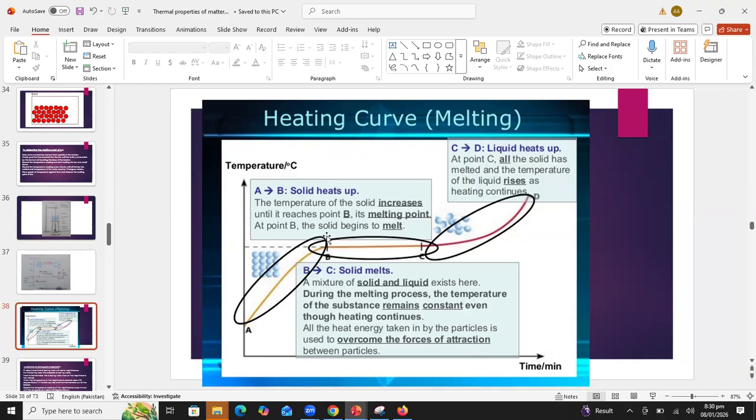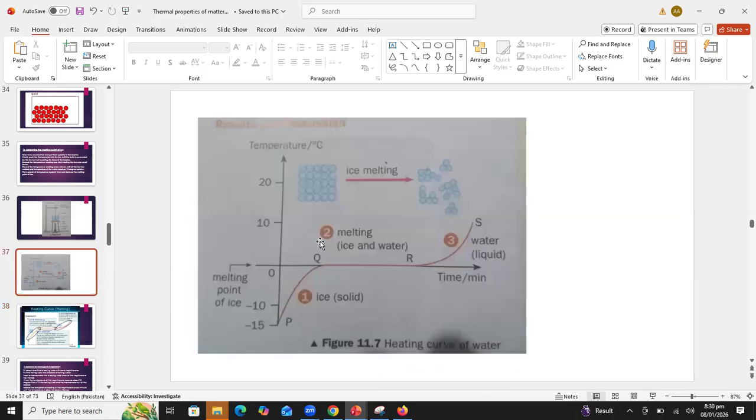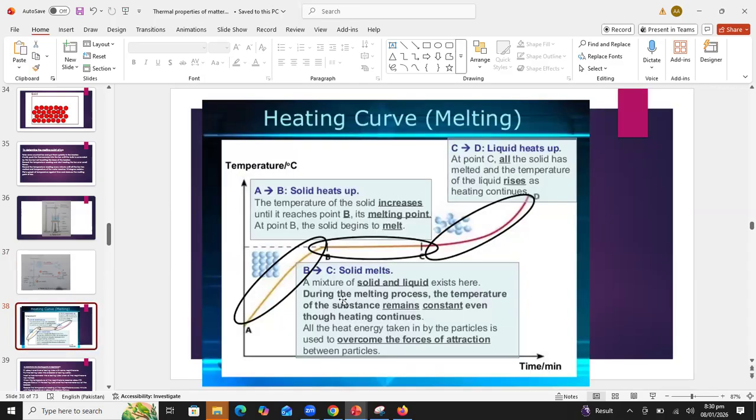It will reach point C, sorry, point B. This is the point which is called the melting point of ice. Now you can see they are saying that during the melting process, the temperature of the substance remains constant, even though the heating continues. We are continuously supplying the heat energy, but still the temperature is not changing, because this energy is used by the solid molecules to overcome the force of attraction between them.